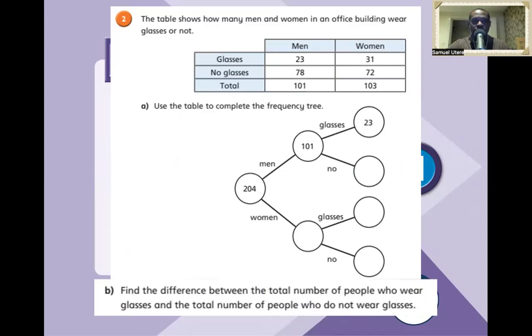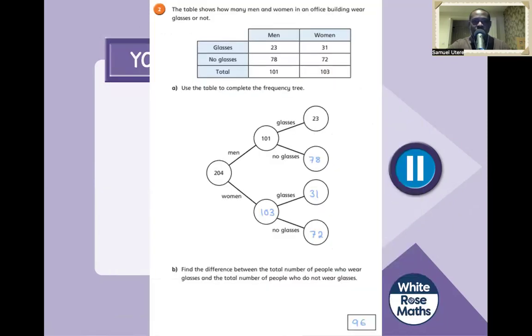So here you're required to use the table to complete the frequency tree and then to answer some questions about it. Assuming you've paused the video and you've answered the questions, here are the answers. So here, using the table to complete the frequency tree, we can see that men with no glasses corresponds with men, no glasses, which is this one, so 78, right? Number of women is the total, so you can see it there. All right, so this is fairly straightforward. And then that's the answer.